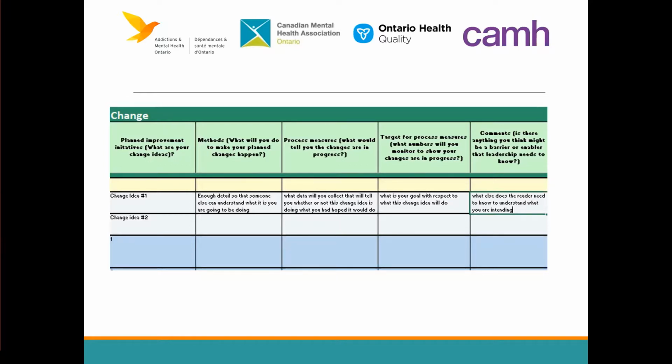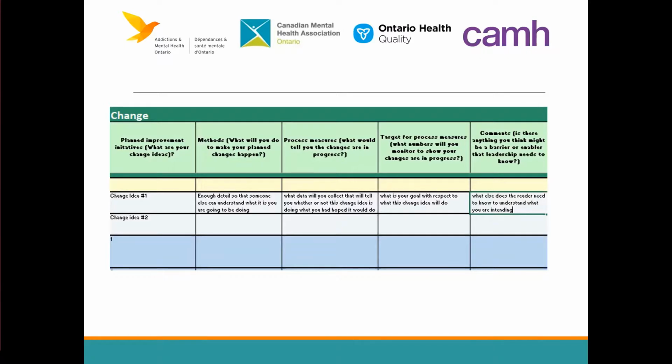The process measures are the data that you'll collect that'll tell you whether or not this change idea is doing what you'd hoped it would do. Pretty simple. Targets, what is your goal with respect to what this change idea will do? It's your best guess. And your comments, what else does the reader have to know in order to understand what you're intending? And then you would go on to change idea number 2, number 3, number 4, number 5, however many you have, and you would list them all out.